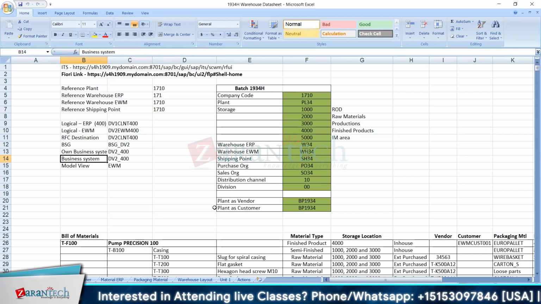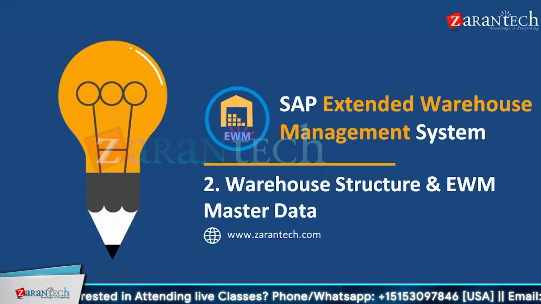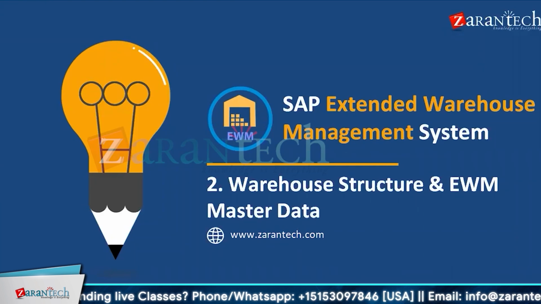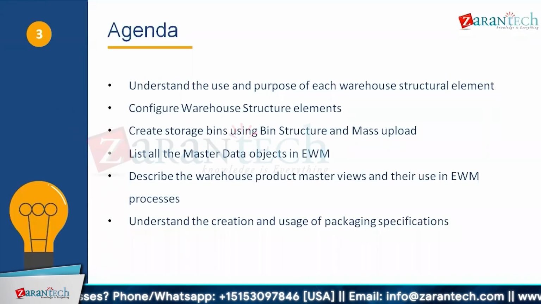Okay. So we'll be starting with our next unit, which is warehouse structure and EWM master data. At the end of this unit, we'll be able to configure the structure elements within the warehouse: the storage type, section, bins. There's a new structure element called activity areas. We have some more, like doors and staging areas. We'll try to understand them and see how they are configured in the system.